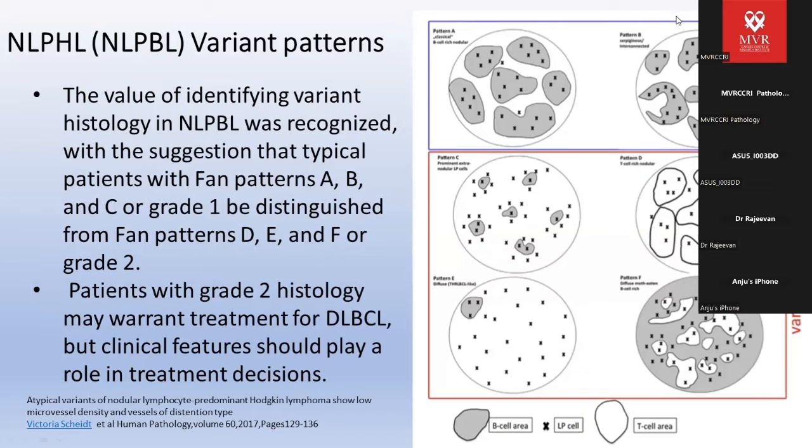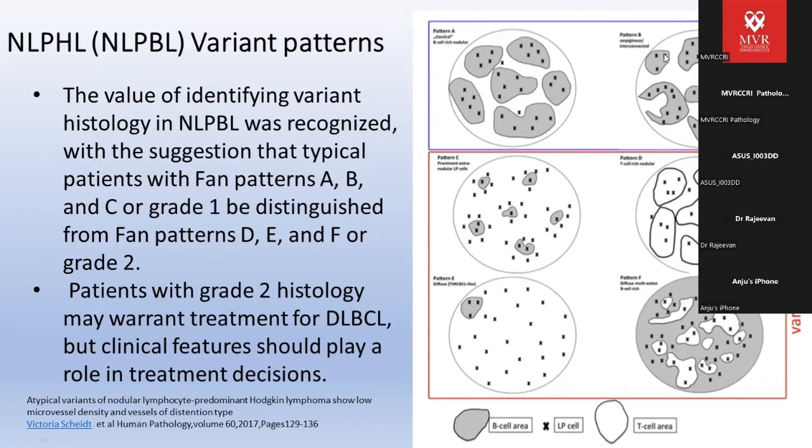If you see this green box, blue box, this is grade 1, patterns A and B. The majority of NLPHL we come across is going to be in this grade 1. It is the classic pattern of NLPHL, where the brown is the B cells, so the background is B-cell nodules. You have some T cells in the background, and the large cells are within the B-cell nodule. If you remember, in classic Hodgkin lymphoma the background was T-cell rich, with hardly any scattered B cells, and it doesn't form nodules. But in NLPHL, we have B-cell-rich background nodules. That is why I always keep telling this: see, the background is T cell, T cell.